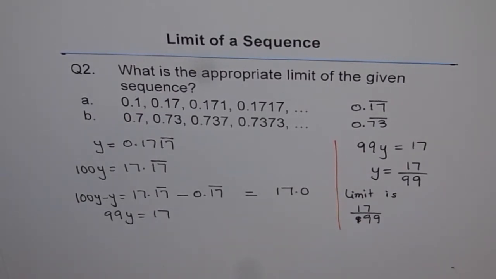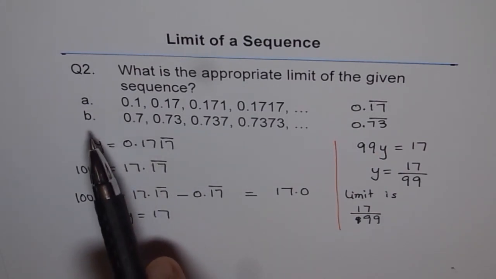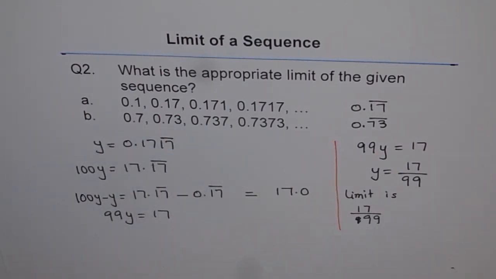So that is how we get the limit of such a series, and that is also a way of writing such series as a fraction. Since we can write them as a fraction or a rational number, these numbers are called rational numbers, and if we cannot, then they will be called irrational numbers. I would like you to follow the same process and figure out what is the limit of the second sequence, 0.73 recurring. Okay, thank you.